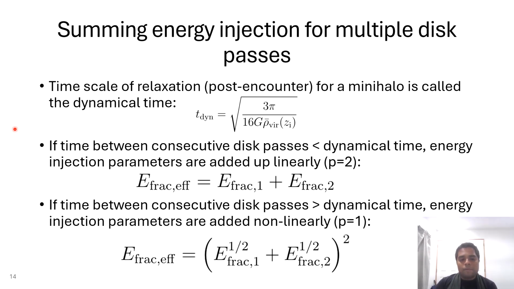So if the time between consecutive disk passes is less than this dynamical time, we deem that there is not enough time for gravitational relaxation in between those disk passes, and we add up the energy injection parameters linearly with p equals 2, and it's given by this expression. On the other hand, if the time between consecutive disk passes is greater than the dynamical time, then we deem that there is enough time for relaxation in between those disk passes, and the energy injection parameters should be added up non-linearly with p equals 1, and it's given by this expression here.